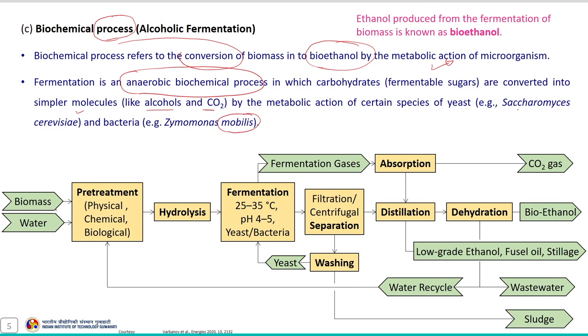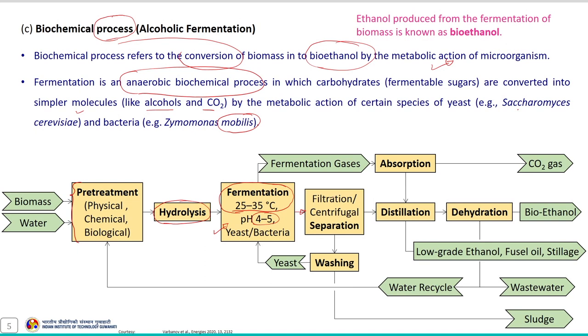So, in this case, the lignocellulosic biomass or suitable biobased feedstock is pre-treated using a suitable pre-treatment technique, either physical, chemical or biological pre-treatment technique. The produced material is hydrolyzed to convert carbohydrates into fermentable sugars, which can be fermented here at around 25 to 35 degrees Celsius between pH of 4 to 5 and in the presence of certain species of yeast, that is Saccharomyces cerevisiae, or even bacteria, that is Zymomonas mobilis here.